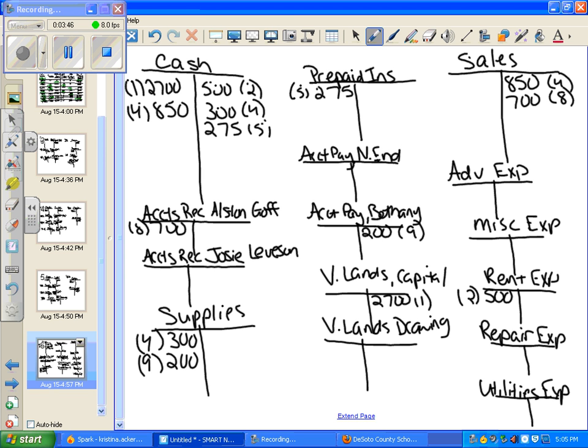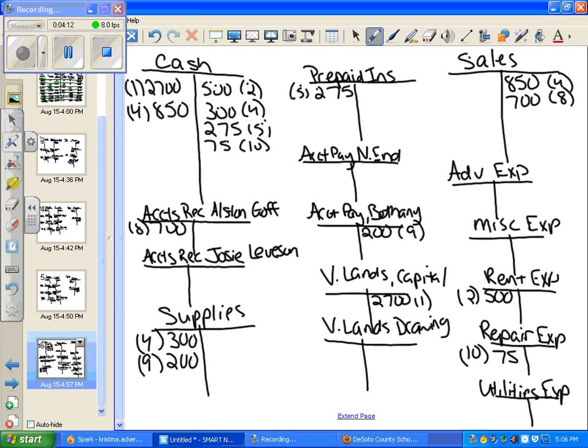On the 10th, we paid cash for repairs. The two accounts that are affected are going to be cash and repairs expense. Our cash is going to decrease with a credit, $75, and that is on the 10th. And our repairs expense is going to increase with a debit, $75.